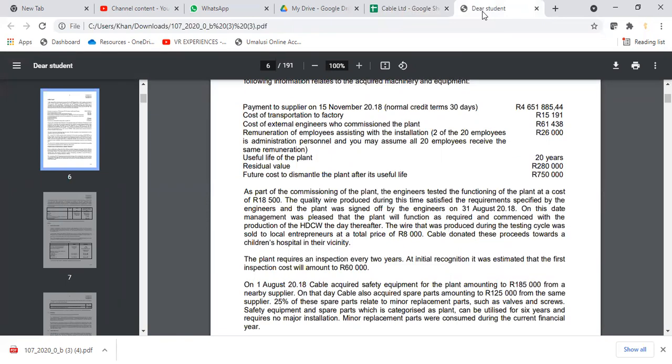Let's say these spare parts, whatever, safety equipment spare parts, which is categorized as plant. So they told you spare parts and is categorized as plant. That is why it's important that you include it over there. Okay, can be utilized for 6 years and it requires no special installation.